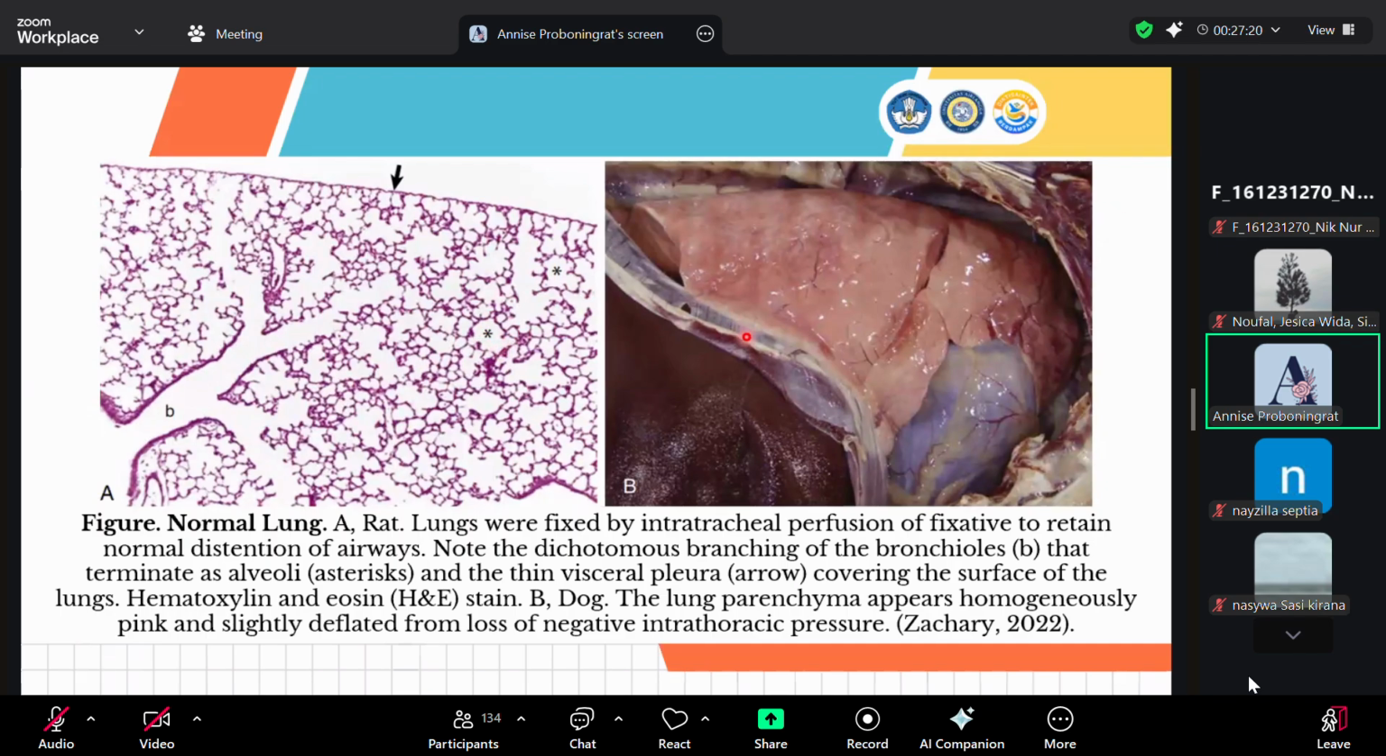And this is the normal gross anatomy of the lung. The parenchyma appears homogeneously pink and slightly deflated due to loss of negative intrathoracic pressure when the personnel open the thorax.